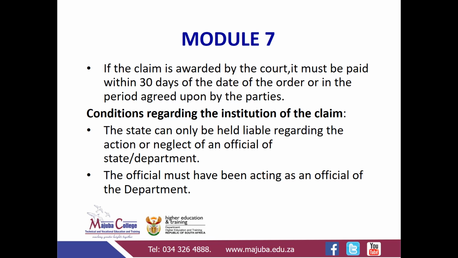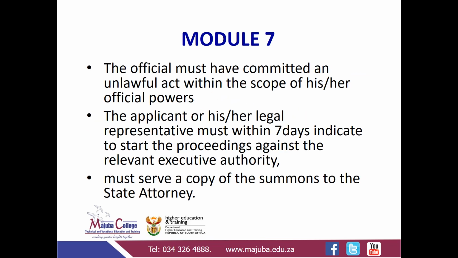The state can only be held liable regarding the action or neglect of an official of the state or department. The official must have been acting as an official of the department. In our example, you remember that the delict which took place against Sipho was by the policeman who was shooting and Sipho got injured, right? So the policeman is an official of the department. The official must have committed an unlawful act within the scope of his or her official powers, right? Well, this policeman was wearing uniform as he was chasing the suspect and unfortunately shot Sipho. So he was acting within the scope of his duties.